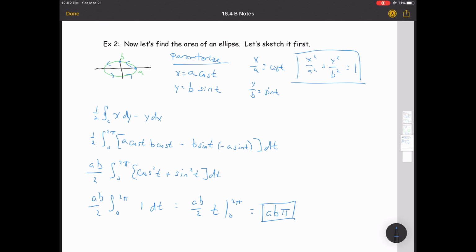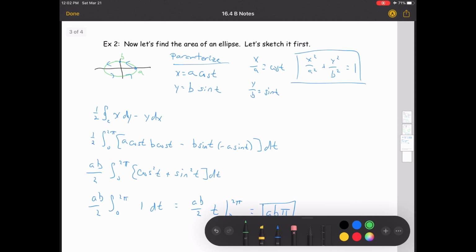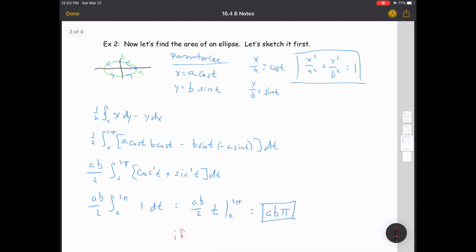And something even cooler, if you think about it, at least it's cool to me, let's do this in red because I think it's awesome, is what if a equals b? Doesn't really matter which way you do it, but if a equals b, that means the distance from the origin is exactly the same all the way around, which means that you would get a squared pi, or pi r squared. So it's just a circle, if a and b are the same. Anyway, pretty cool.